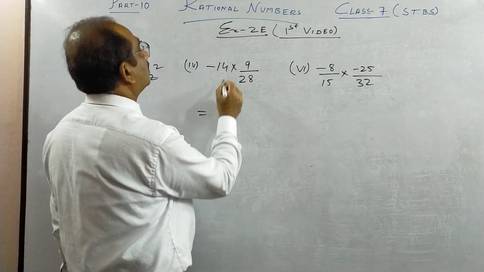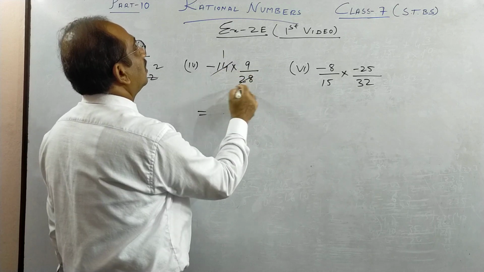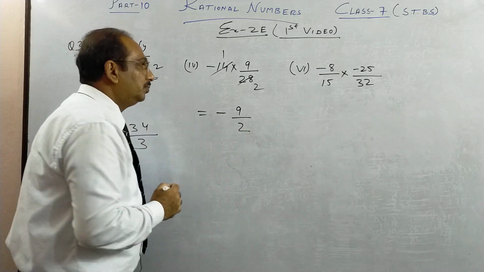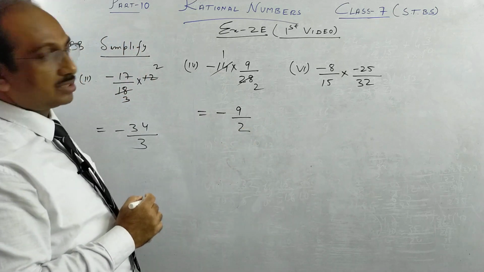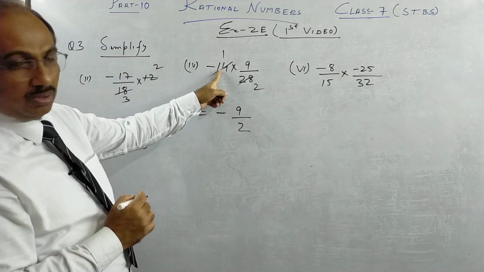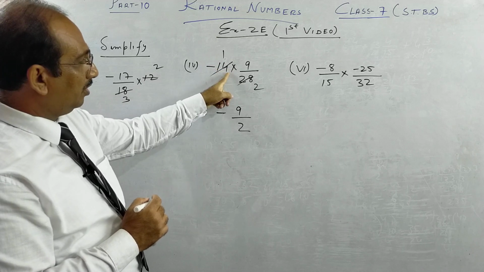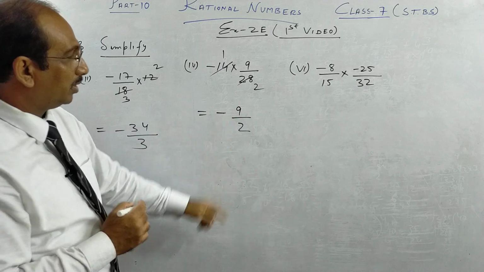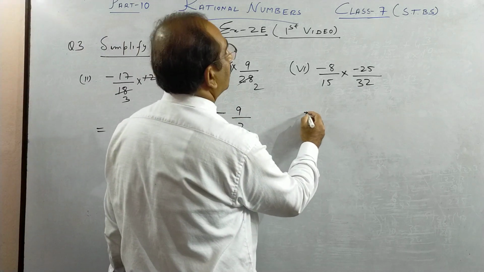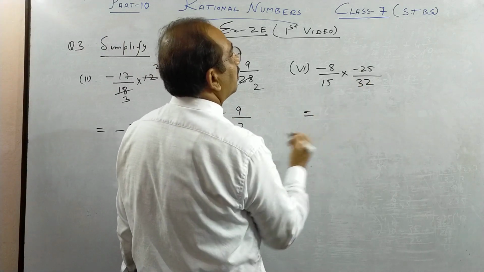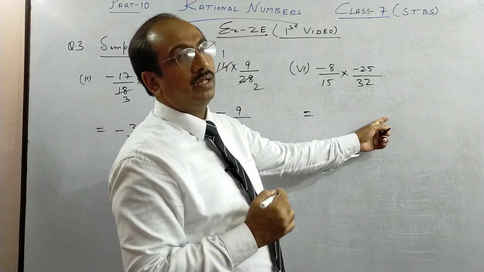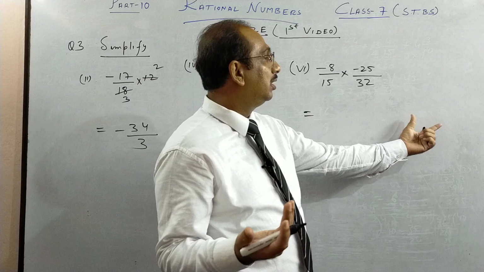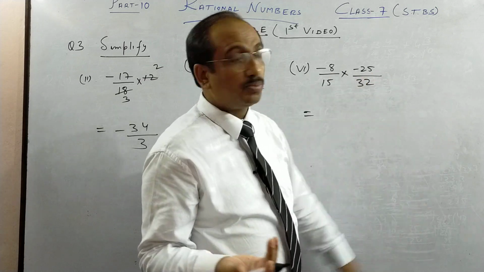So same way here children, 14 ones are 14, 14 twos are 28. So 1 minus remains. Again once more, 14 ones are 14, 14 twos are 28, 9 ones are 9, up down 2 remains. Next here if you see, minus minus will become plus, so you can write here product of 2 negatives is positive. We will see it in the book's solved examples too.